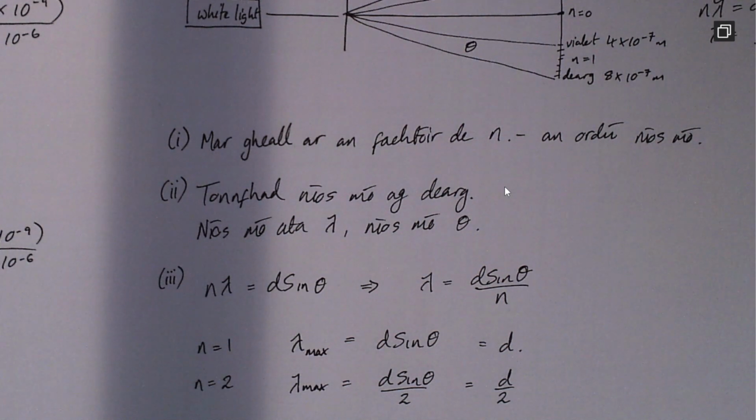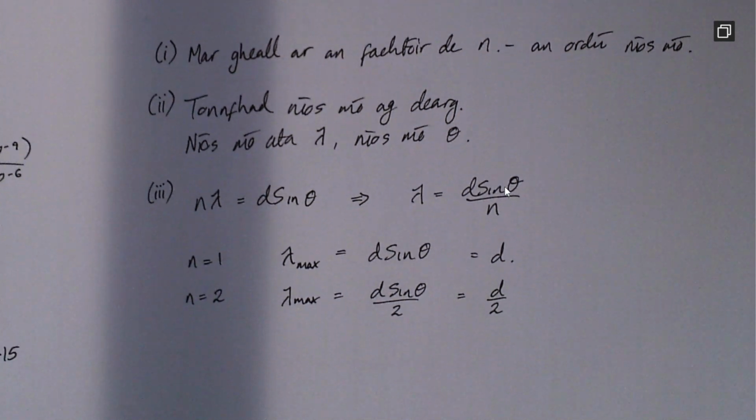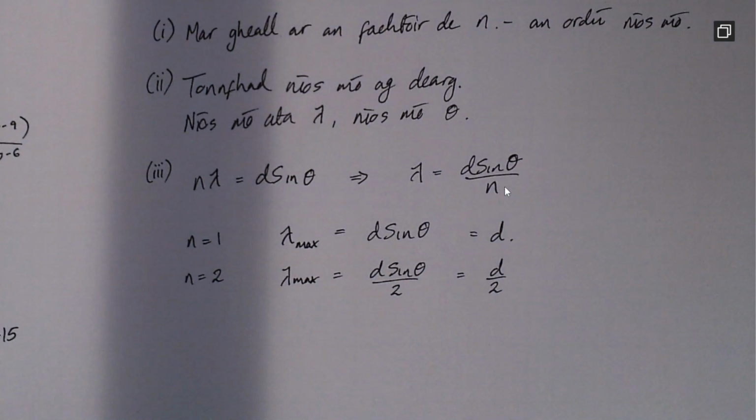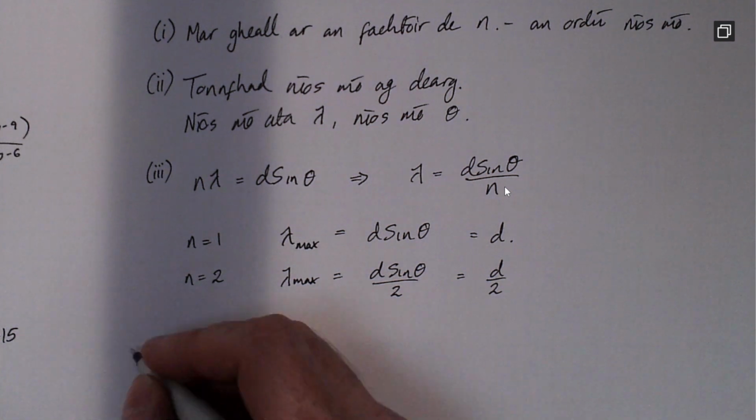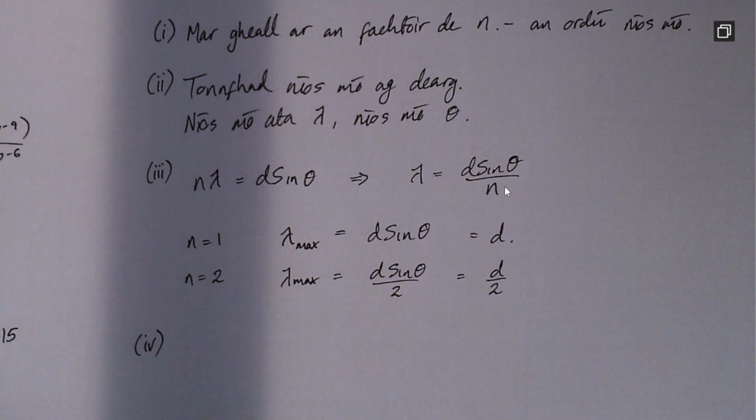So what is the maximum wavelength that can be obtained with a given grating in the first order? The maximum is the grating spacing d, and in the second order it is half of d, d over 2.